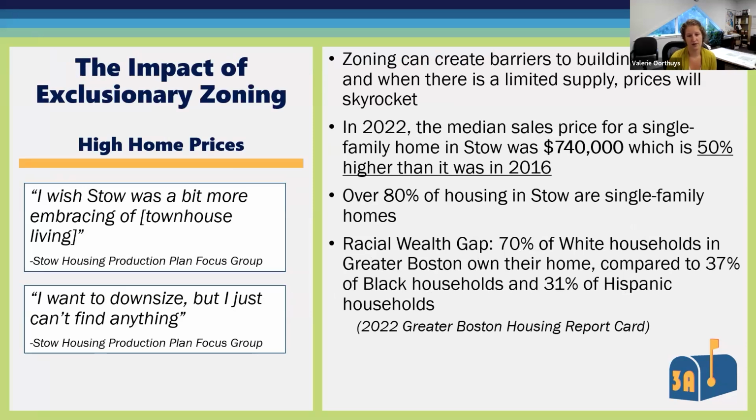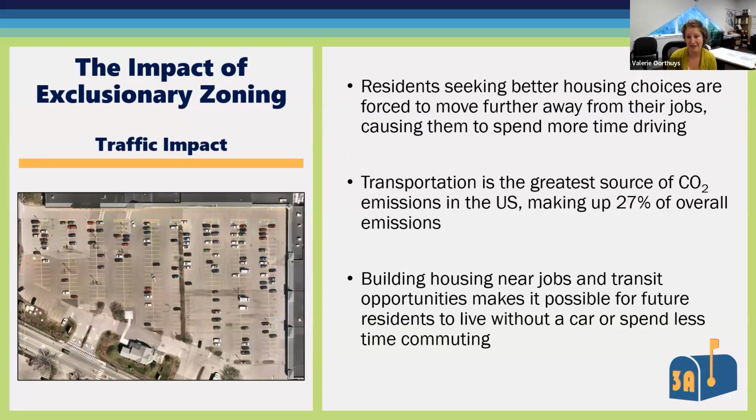So a couple of impacts with exclusionary zoning is high home prices. So zoning can create barriers to building housing. And when there is a limited supply, we know that prices will skyrocket. So even in Stow, the median sales price for a single family home is now 50% higher than it was in 2016. And over 80% of housing in Stow are single family homes. And we also know this is tied to the racial wealth gap. So 70% of white households in Greater Boston own their own home, compared to 37% of Black households and 31% of Hispanic households. There's also a traffic impact.